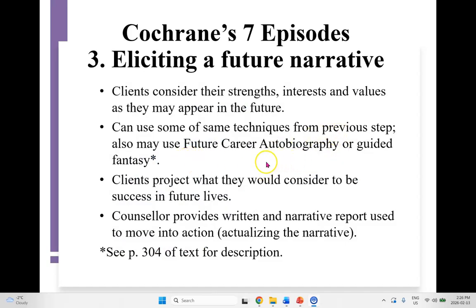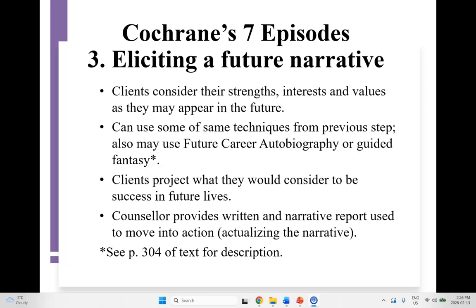The third step in Cochrane's model is eliciting a future narrative. Clients consider their strengths, interests, and values as they may appear in the future, as they would like to have them appear in the future. We might also use some of the same techniques from the previous step I just mentioned, or a future career autobiography, or a guided fantasy. Again, look at page 304 of the textbook. These are really neat techniques to use. They do require a bit more of an advanced set of counseling skills, and also you need to, of course, be working in a setting that allows you the time to do these kinds of activities.